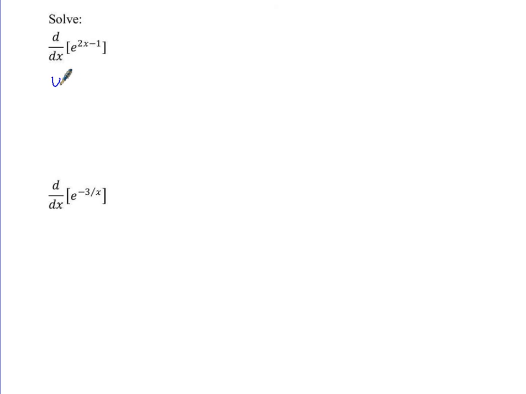So what we're going to do is let u equal 2x minus 1. And then we are taking the derivative, so u prime equals 2. The chain rule says the derivative of e to the u is e to the u times u prime. So therefore, this derivative becomes e to the 2x minus 1 times u prime, which is 2. So the answer I'm going to write is 2e to the 2x minus 1, and I'm done.